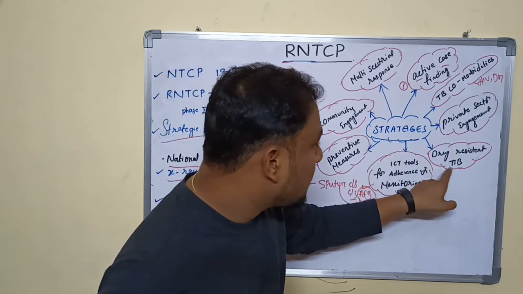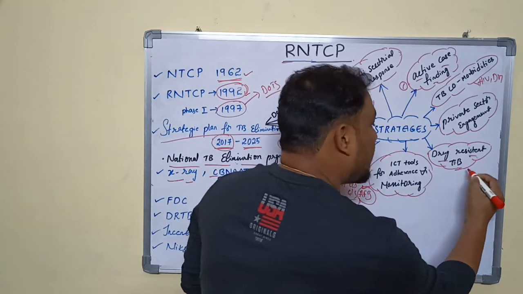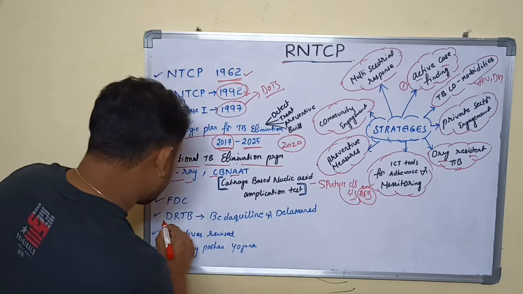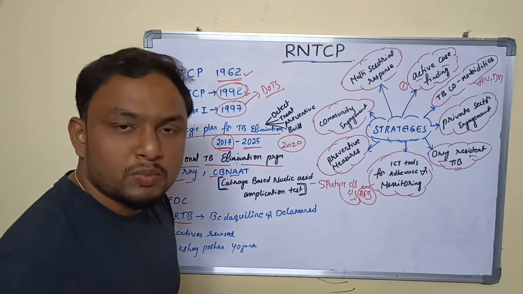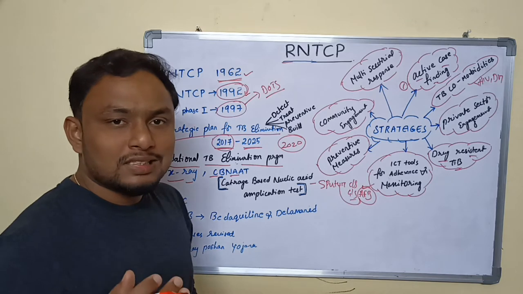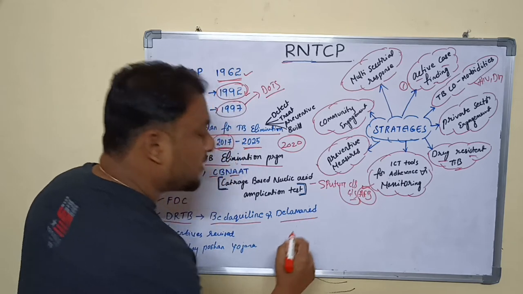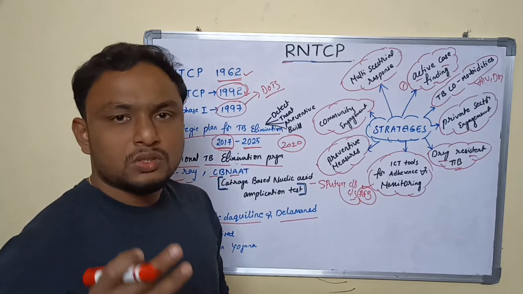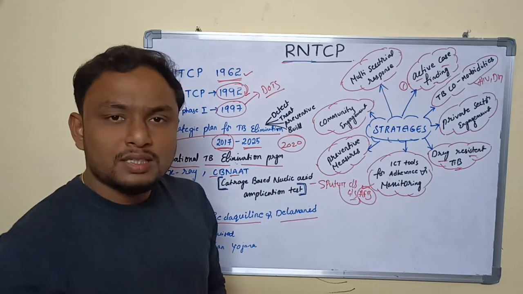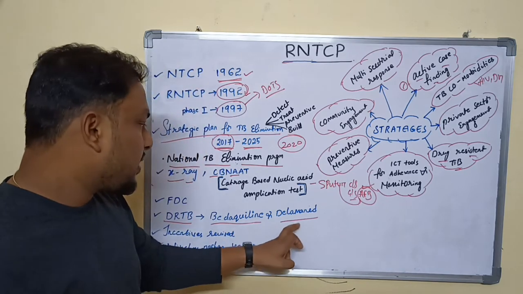Another strategy, drug resistant TB. We are focusing on drug resistant TB, MDR TB, multi-drug resistant TB. For that reason, the Indian government has started two new drugs for treating drug resistant TB. That is called Bedaquiline and Delamanid. These are the two new drugs, two new initiatives in this National TB Elimination Program to treat drug resistant TB cases.